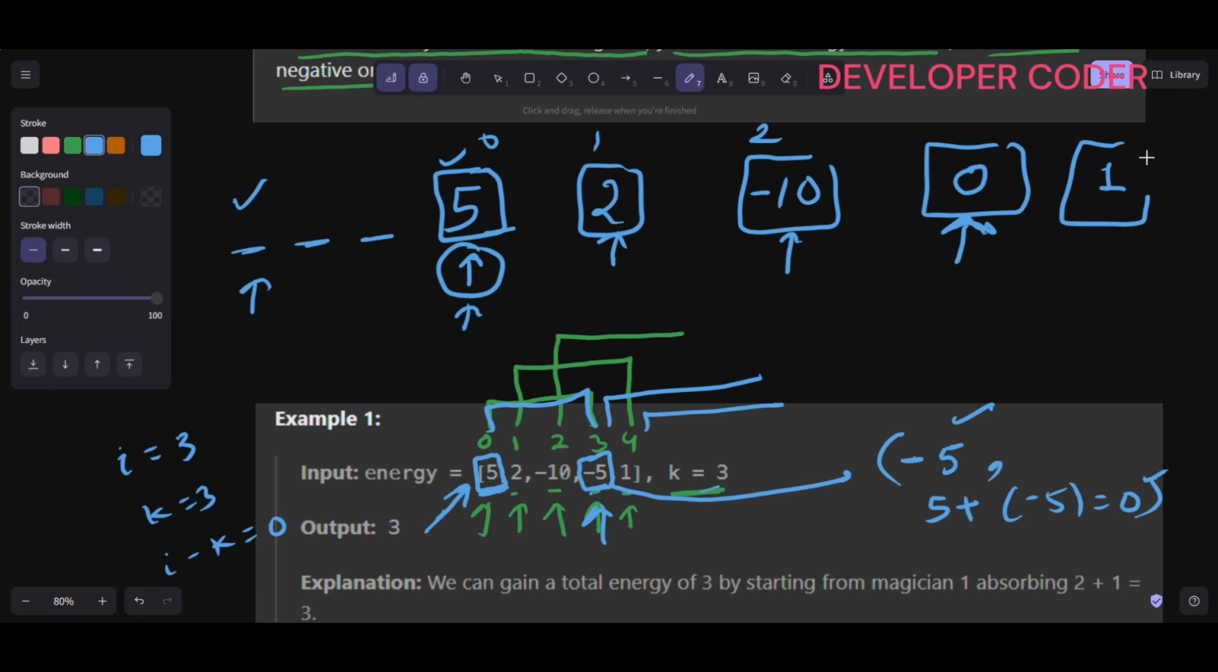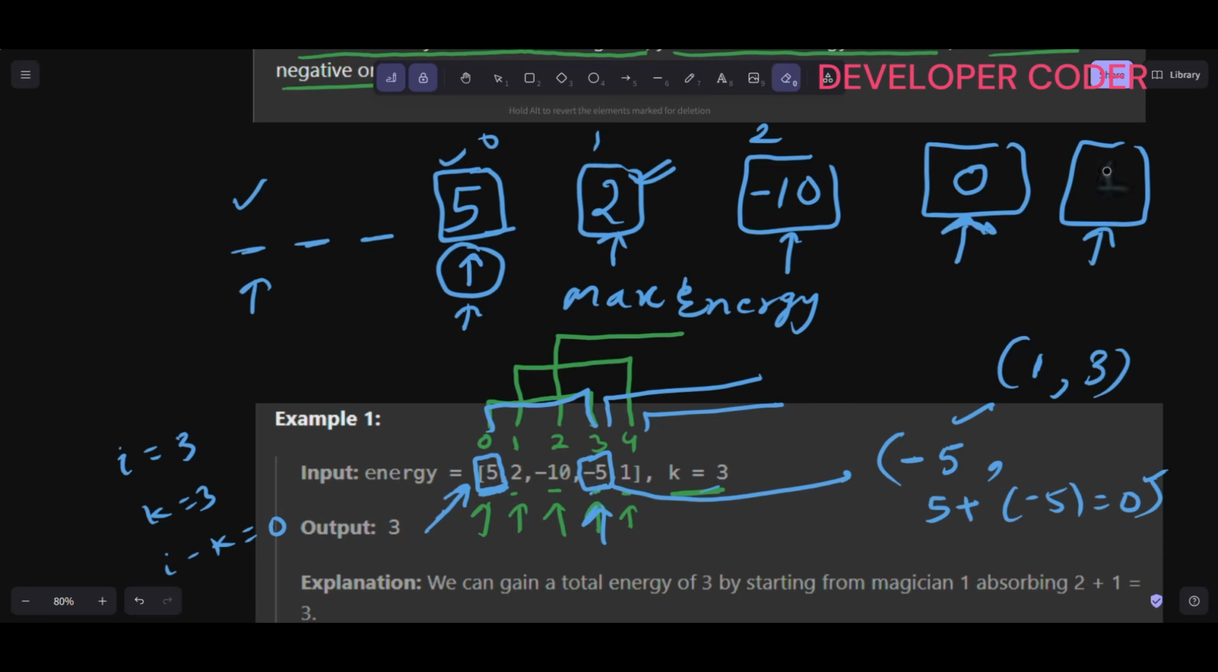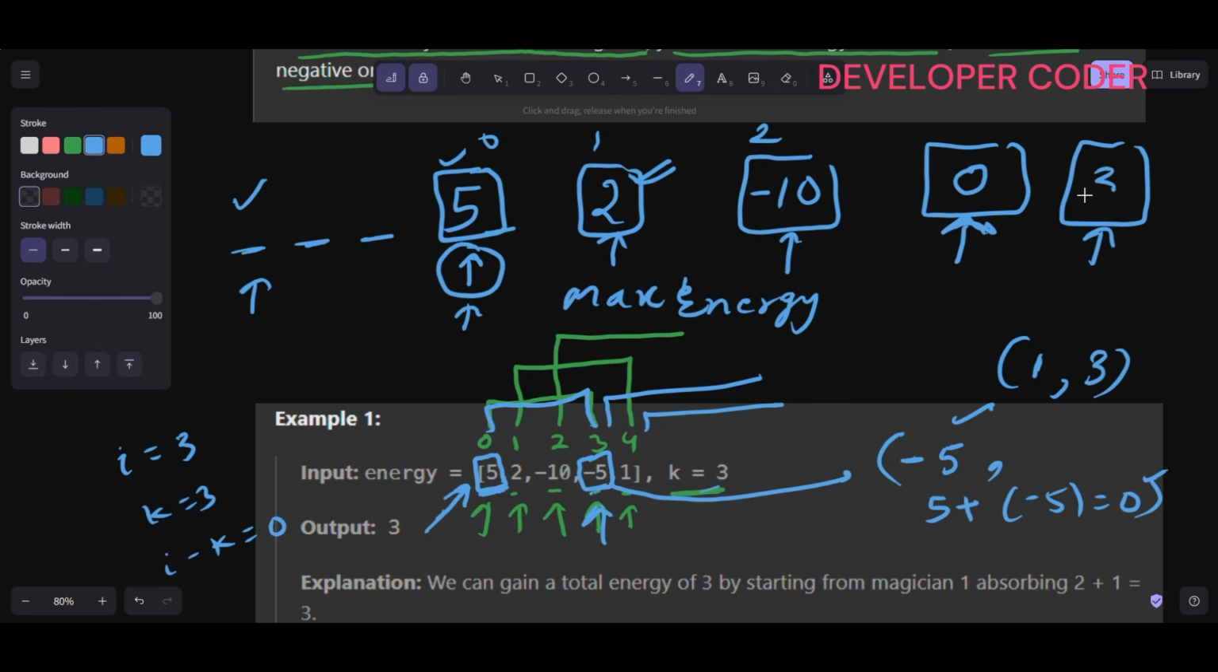Now if I see here, we have 1. So I have two choices. I can start from this one, or I can start from i minus k. So at i minus k, that simply means at this 2. At this point I have already stored the maximum energy, whatever the best energy at this particular point. So 2 plus 1 is 3. These are the two options, so here I'm going to update 3. That's it. So this is done and my loop ends now.